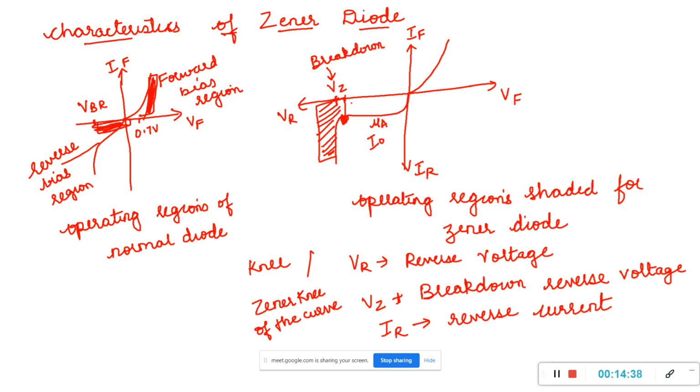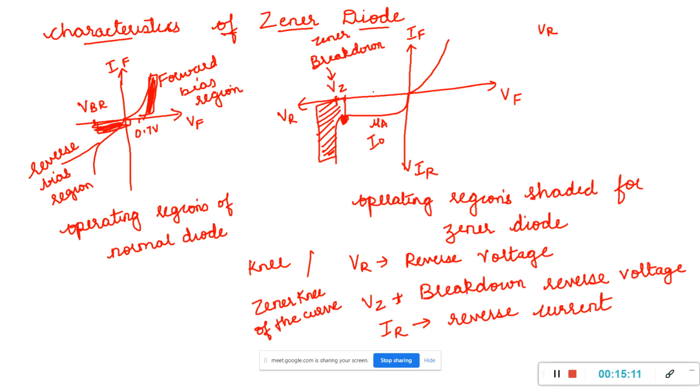And the reverse bias voltage at which the breakdown occurs is called the Zener breakdown voltage. This point. The reverse bias voltage VR at which the breakdown occurs is known as the Zener breakdown voltage. So this point is known as the reverse breakdown voltage, the Zener breakdown voltage.